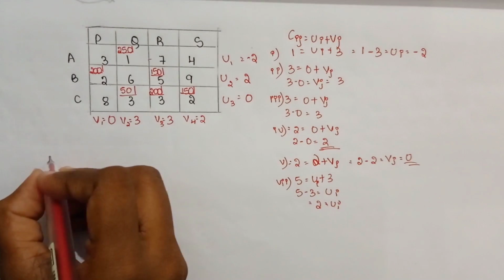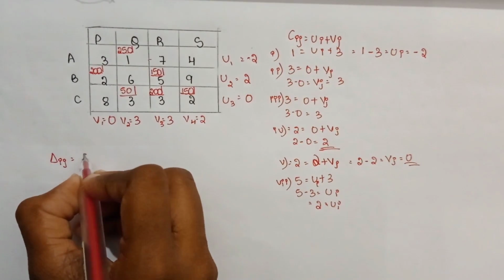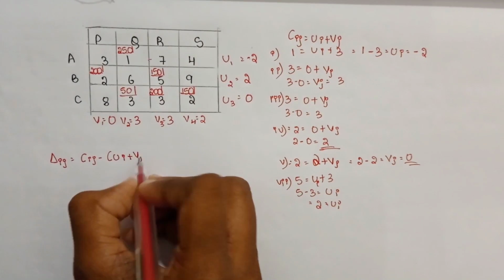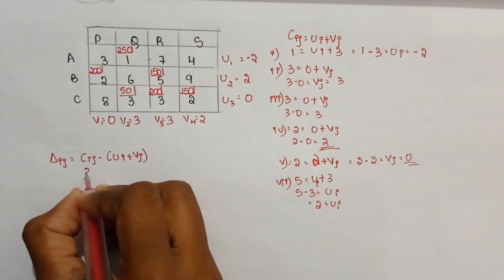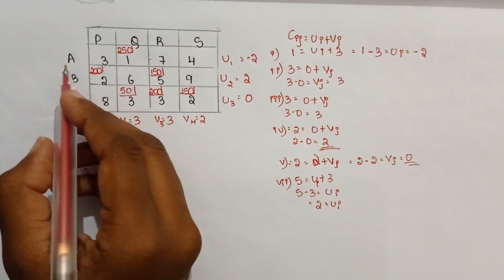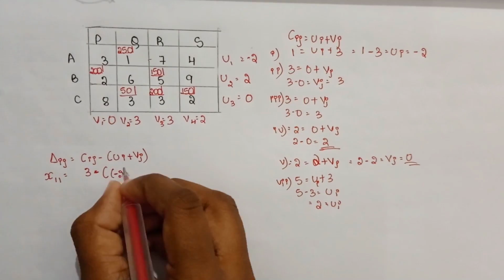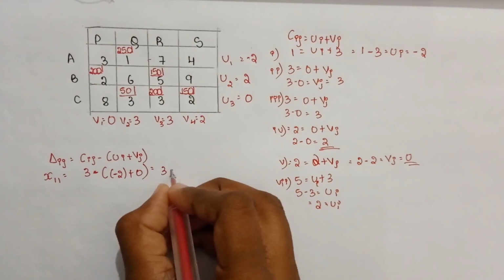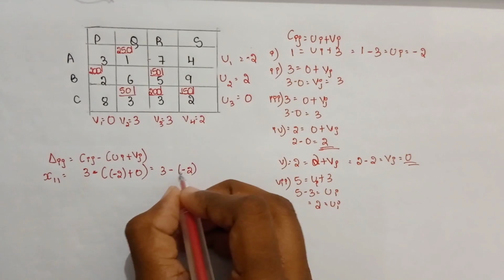Now what I have to do is, again I have to use the delta ij formula for the unoccupied cells. So this formula is Cij minus ui plus vj for the unoccupied cells. So in the first row, the unoccupied cell is 3. So the Cij value is 3. It is represented as x11 because it lies in the first row and first column. So the u value is minus 2 plus the v value for this is 0. So let me compute it. Minus 2 plus 0 will become minus 2. So minus into minus will become plus.